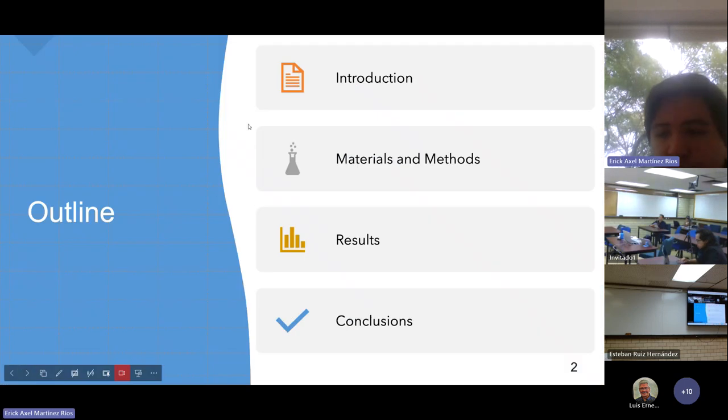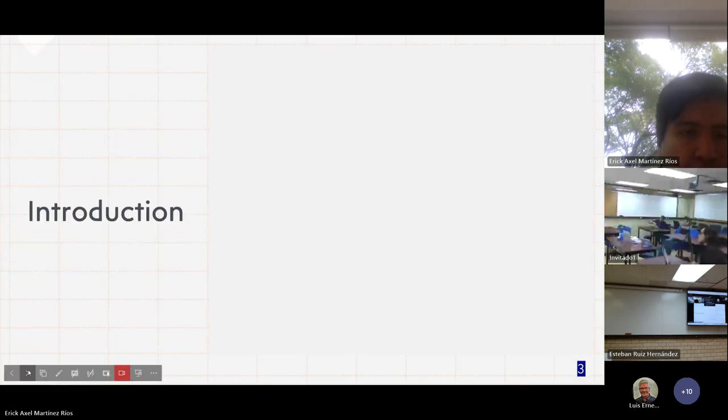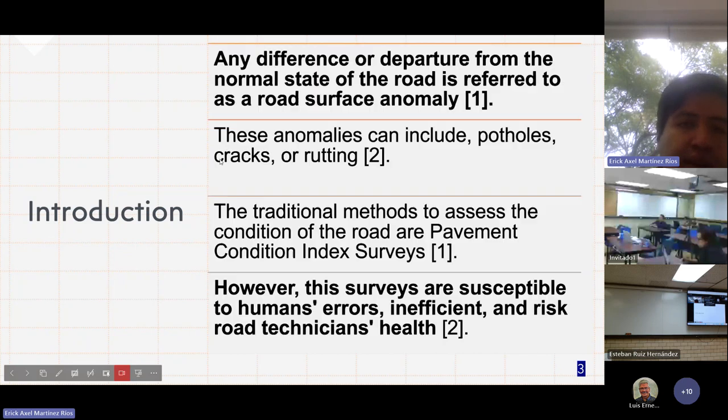So the outline of this presentation is as follows. First, I will make a brief introduction about the topic. Then I will talk about the materials and methods, the results, and the conclusions of this study. First of all, it is important to consider that any difference or departure from the normal state of the road is referred to as a road surface anomaly. These road surface anomalies can include the presence of potholes, cracks, or rutting in the road surface.